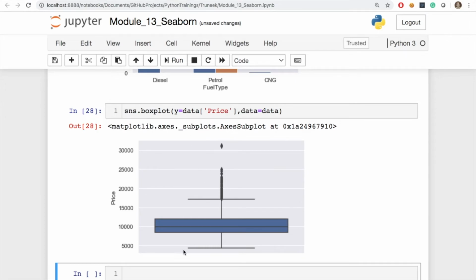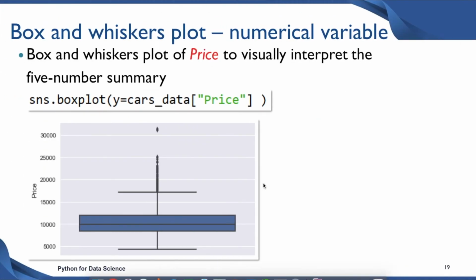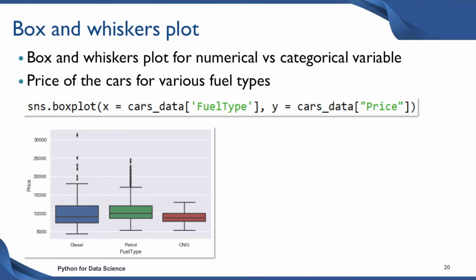So this represents your minimum value, then you have your 25 percentile, 50 percentile, 75 percentile, and you have your highest value. This is your minimum, this is your highest, this is your 25 percentile, this is your 50 percentile, the middle one. The 50 percentile is your median, right? And after that, all these points are your outliers, right? So this is how you represent your box and whisker plot.